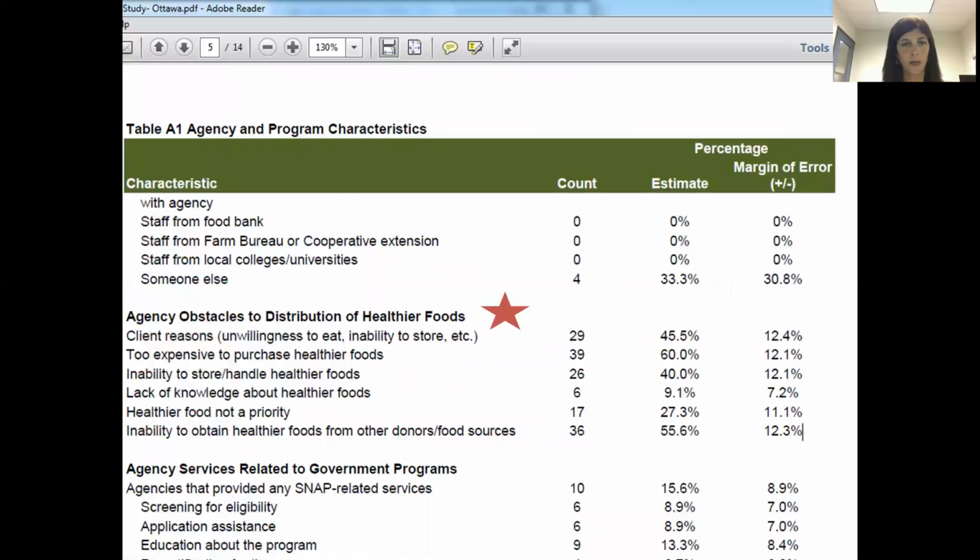Okay, and so one of the things they were able to get data on for us was the agencies' obstacles to distributing healthier foods. So why aren't the agencies distributing as much healthy food as they would like? The most commonly given answer was that it's too expensive to purchase healthy foods, followed by the fact that they're not able to obtain them from other donors and from other food sources. And so when we looked at this data, that was one of the first things we started talking about: why is this happening and what can we as a council be doing?